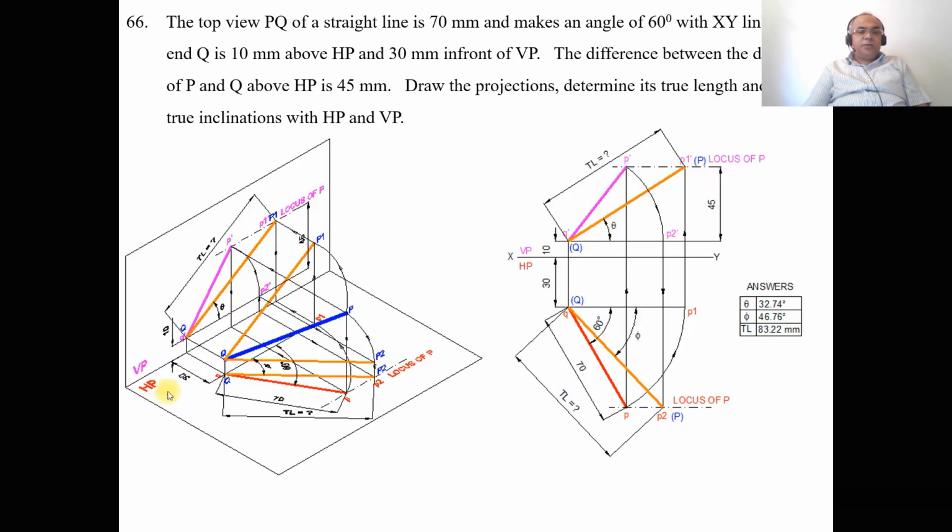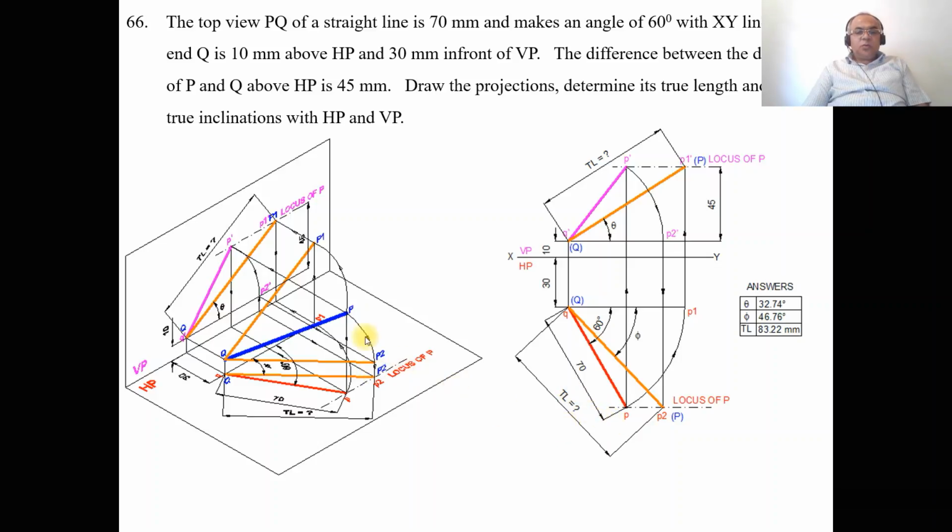With capital Q as center, taking the radius of QP, draw an arc and rotate this line Q and P1 such that both Q and P2 are above HP by 10 mm. So this is the line when it becomes parallel to HP. So when you are looking from the top view, that image will fall on QP2. So this is the line which is in true length.